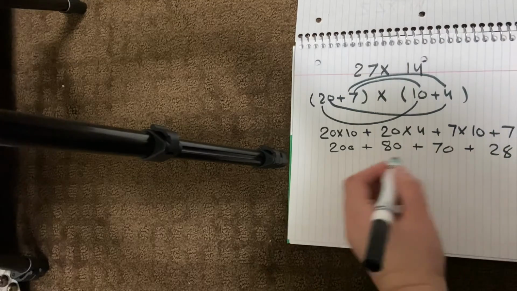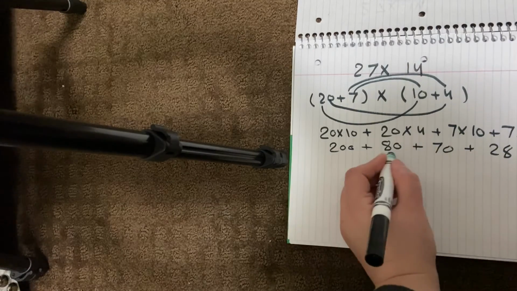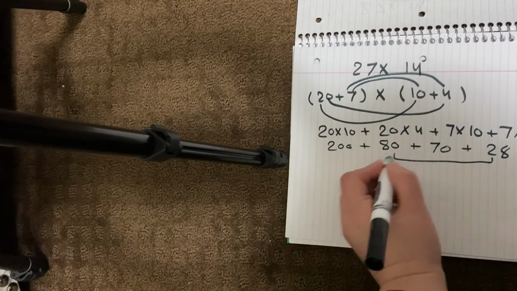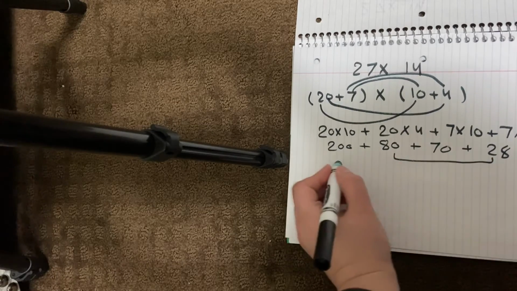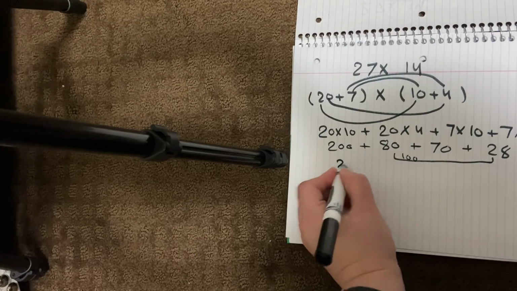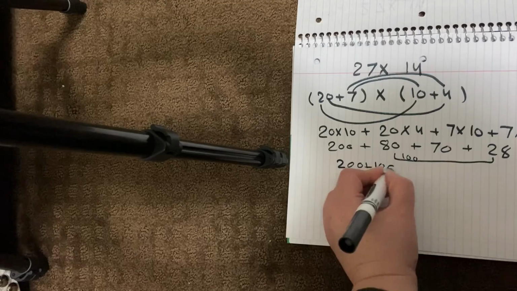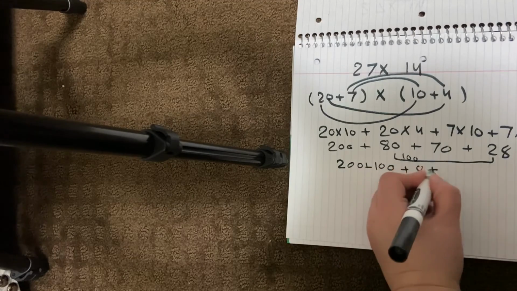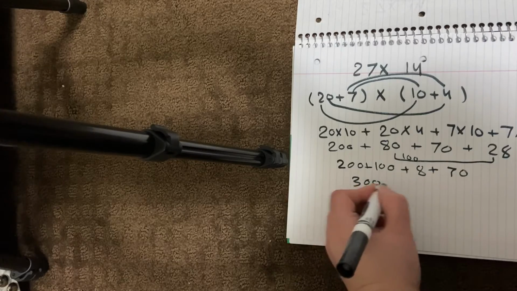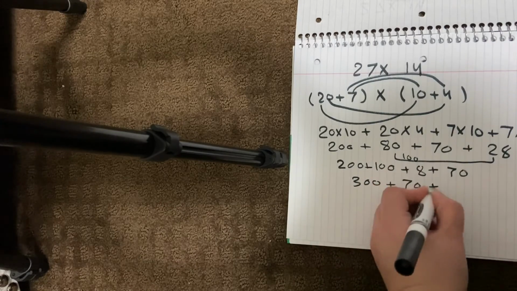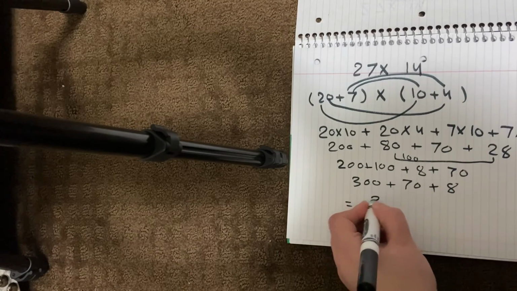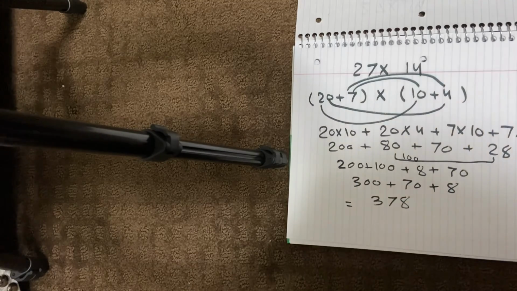So I'm trying to use some 100 here, so I'm getting the 20 from the 28. So I have here 100, so 200 plus 100 plus 8 plus 70, which gives us 300 plus 70 plus 8, which gives us the net result of 378.